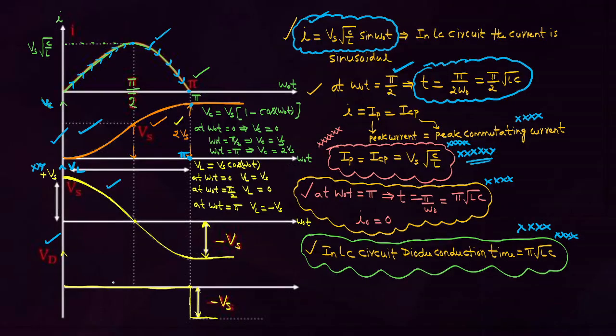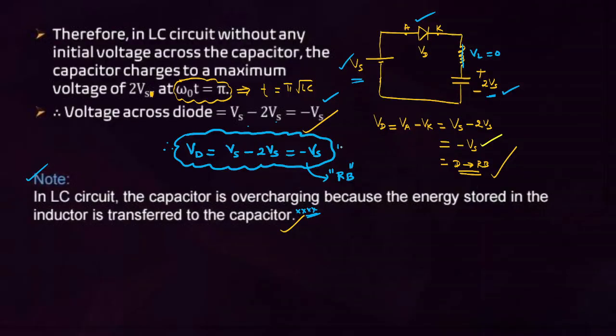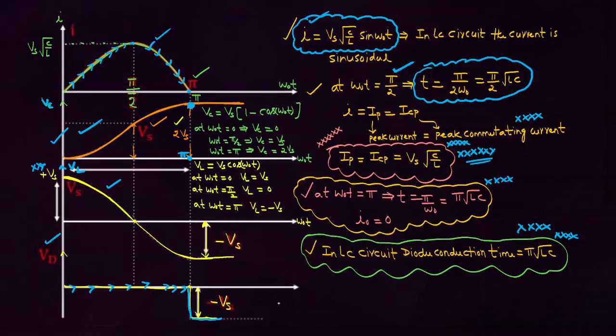And what is the voltage across the diode? We know that here the diode is conducting. Whenever the capacitor is charged to a peak voltage of 2 Vs, the supply voltage is Vs. Now what is the voltage across the diode? Voltage across the diode equals minus Vs. This calculation I have given. Finally, what is the voltage across the diode, friends? Minus Vs. Then the diode is reverse biased. These are the observations from case 1 that you have to concentrate on.